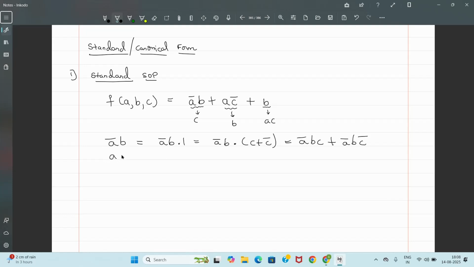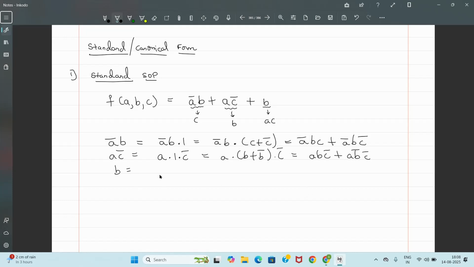Now we'll try for the next term, a c bar. What is missing here is b, and b is supposed to be the second element. Please don't interchange the order here. Make sure it is a, b, c only. The order of the variables should be a, b, c, right? So I have to put 1 in between these two terms. So now it becomes b plus b bar into c bar. Open the bracket and multiply, and I'll get a b c bar plus a b bar c bar, right?